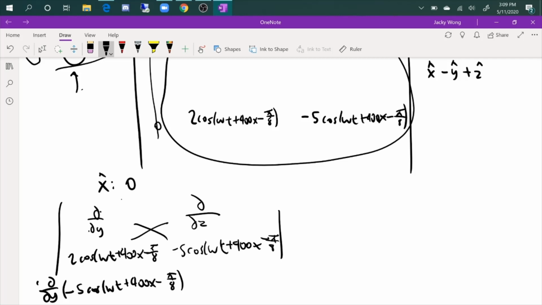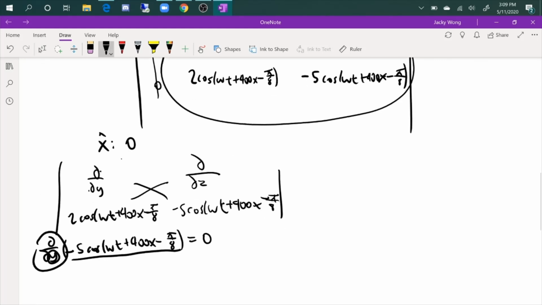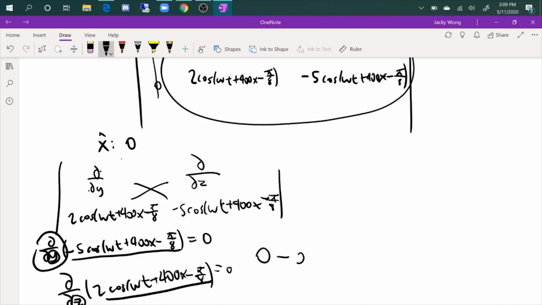However, we're doing d dy, right? But there's no y term in any of this entire section, so that is 0. Likewise, for d dz, we have 2 cosine(omega t plus 400x minus pi over 8) still. It is still looking for a z, right? There is no z in this equation right here. So that is also 0. And as we know, 0 minus 0 is equal to 0. That is a clarification for why the x hat component is equal to 0.